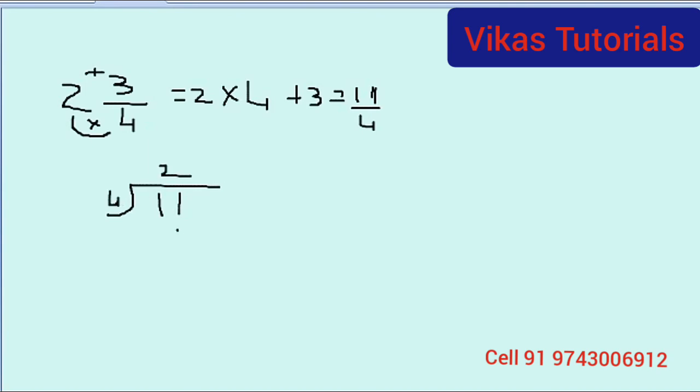4 twos are 8. Now 11 minus 8 is how much? 3. Now the remainder 3 has become smaller than the divisor 4, so we stop the division here. Now what is this? 2 is the quotient. So we first write the quotient like this, 2. Then the remainder 3 by 4. So the improper fraction becomes a whole number and a proper fraction, 2 3 by 4.